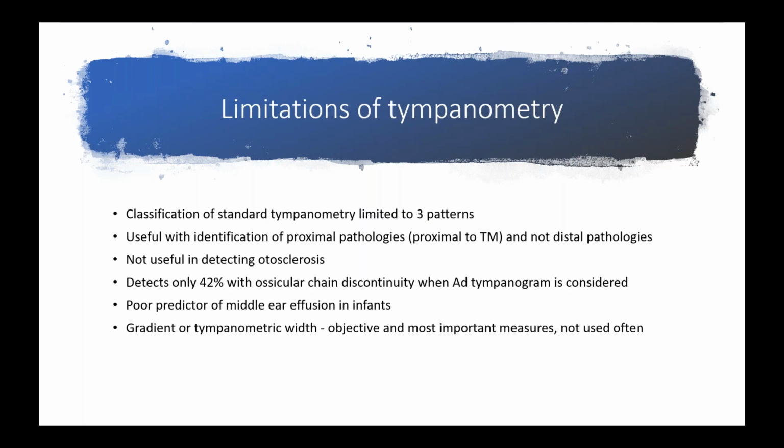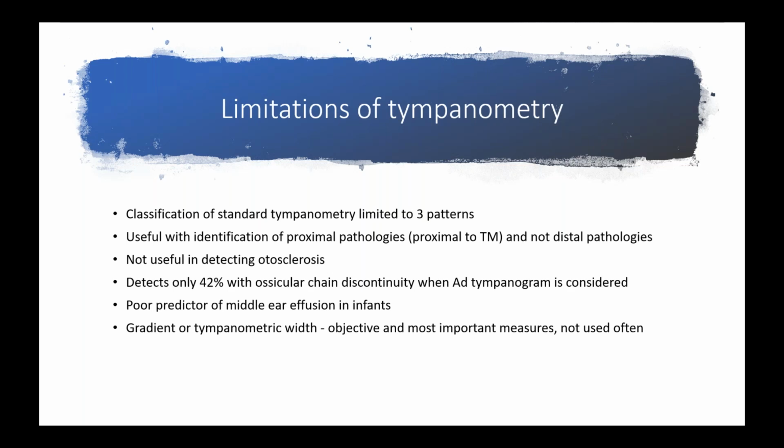And testing has shown that if you compare the test performance of 226 hertz tympanometry, it's not that useful in detecting otosclerosis. Yes, there are other things that are useful with otosclerosis, for example, the case history and the audiogram pattern, but tympanometry per se is not that useful in detecting otosclerosis. And the same thing with ossicular chain discontinuity: when the AD type of tympanogram is considered, it has detected only about 42%. So with distal pathology, the performance is not that great.